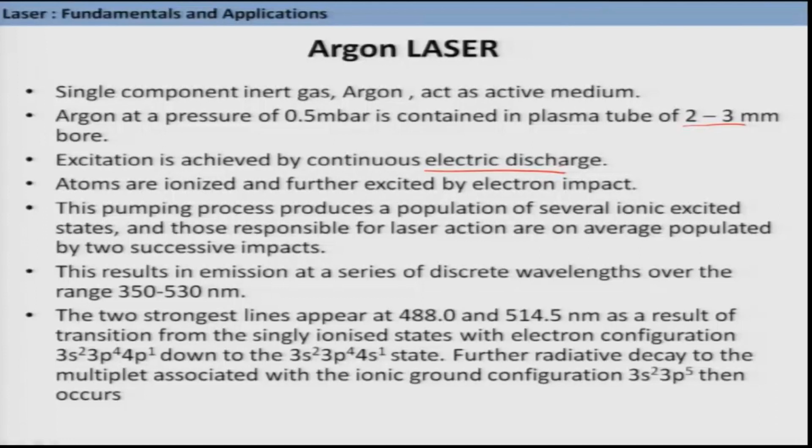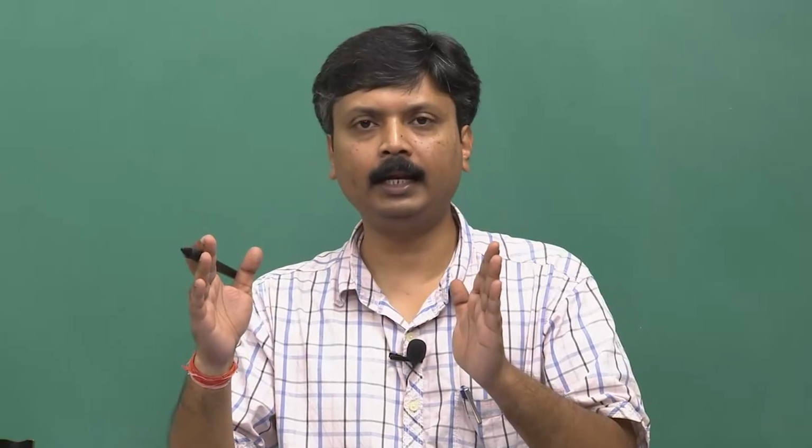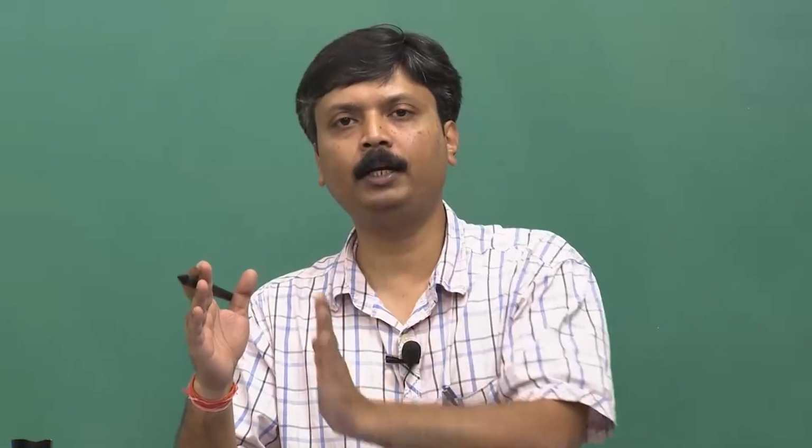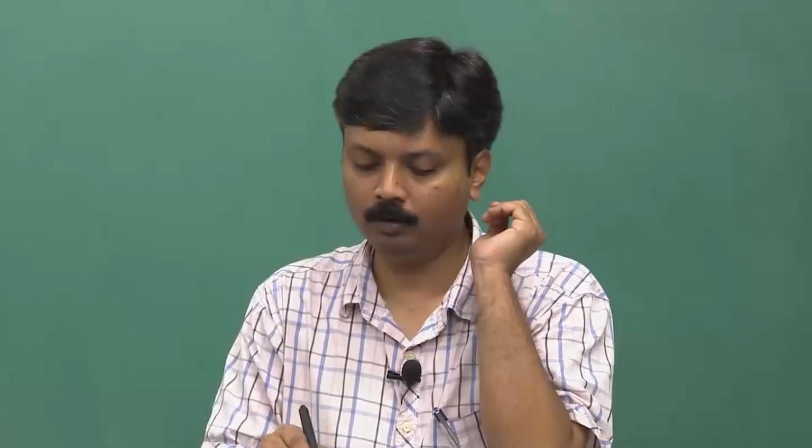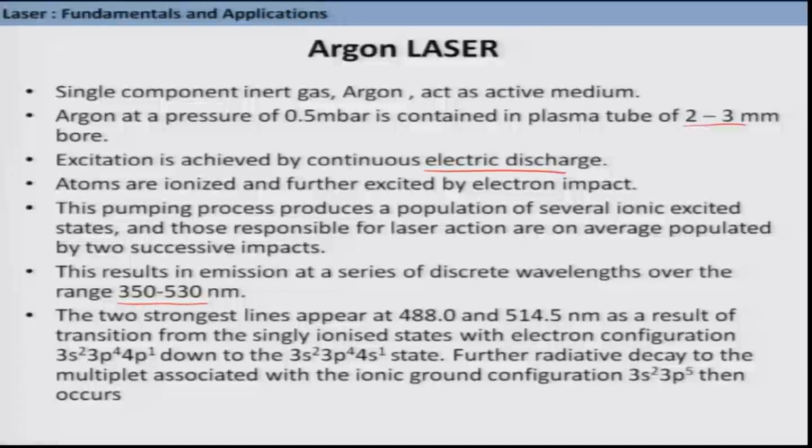Now there are several emission wavelengths that are achieved from this argon ion laser. However, this is not a continuously tunable laser system, but over a range it can give rise to several different discrete frequencies. And this range is roughly around 350 to 530 nanometer. And there are certain emission lines which are really famous.